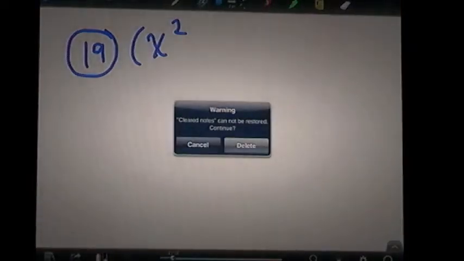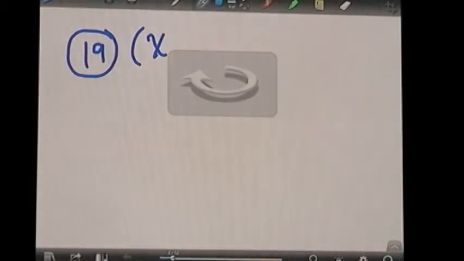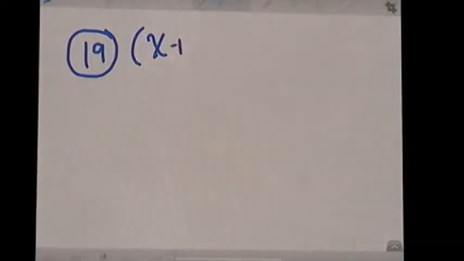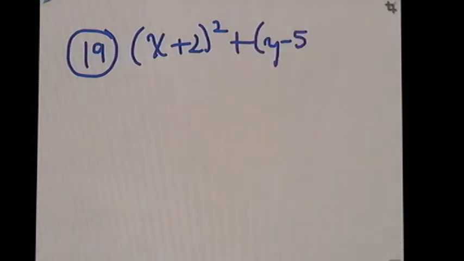Okay, so number 19 is necessary to be done. It says find the center and radius of a circle that has the standard equation x squared, oops, not x squared, sorry, x plus 2 squared plus y minus 5 squared equals 169.